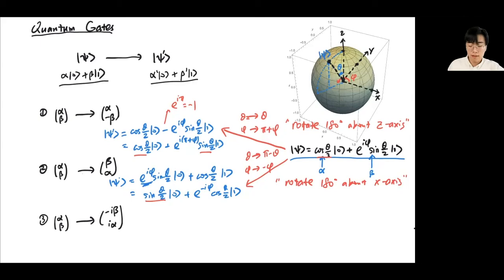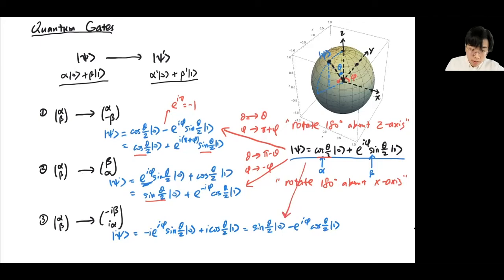Finally, if we look at the third example, this is the output state. And effectively, this is by setting theta to pi minus theta and phi to pi minus phi, resulting in a rotation of 180 degrees about the y-axis. So now we can reason about transformations of quantum states as rotations of the Bloch sphere.